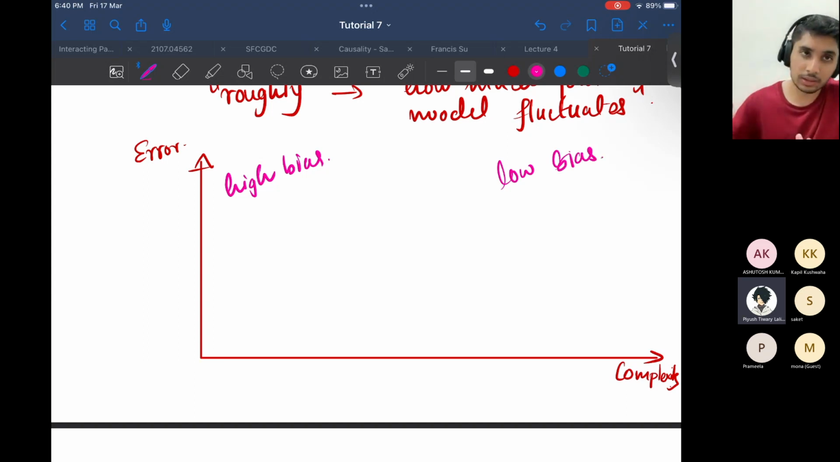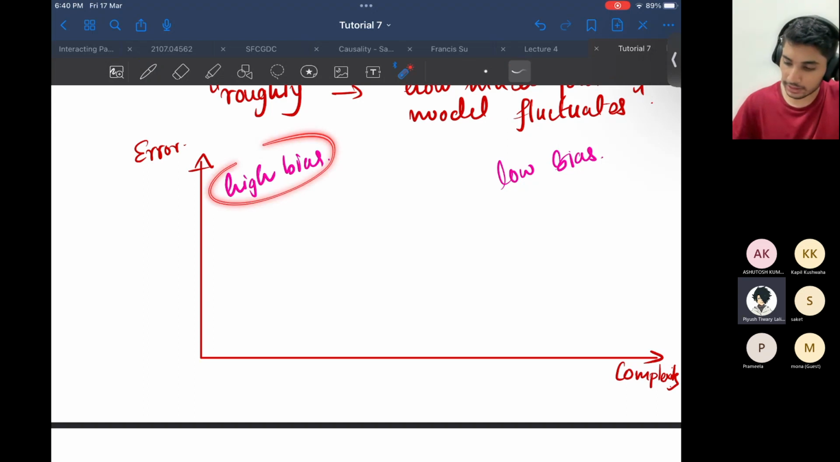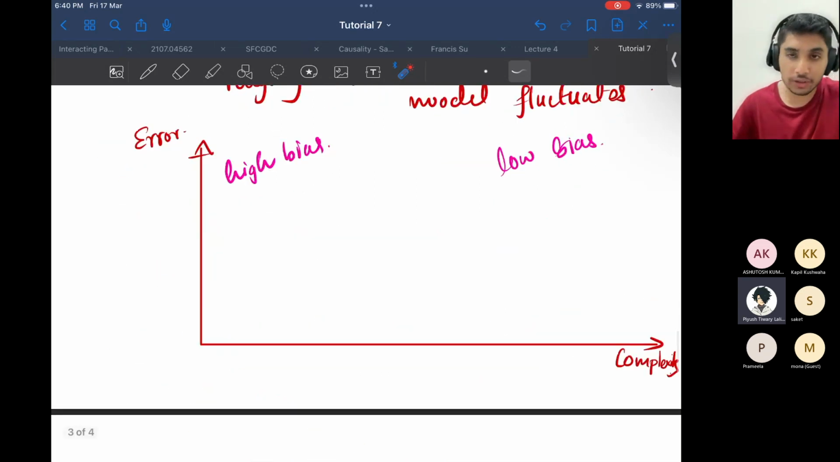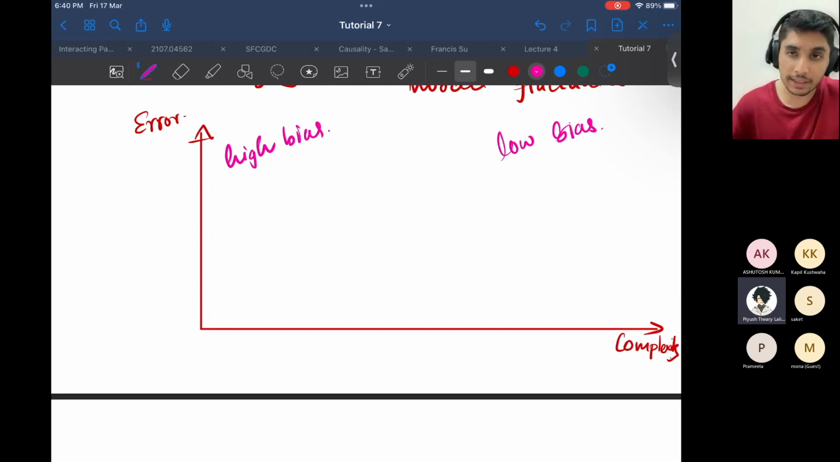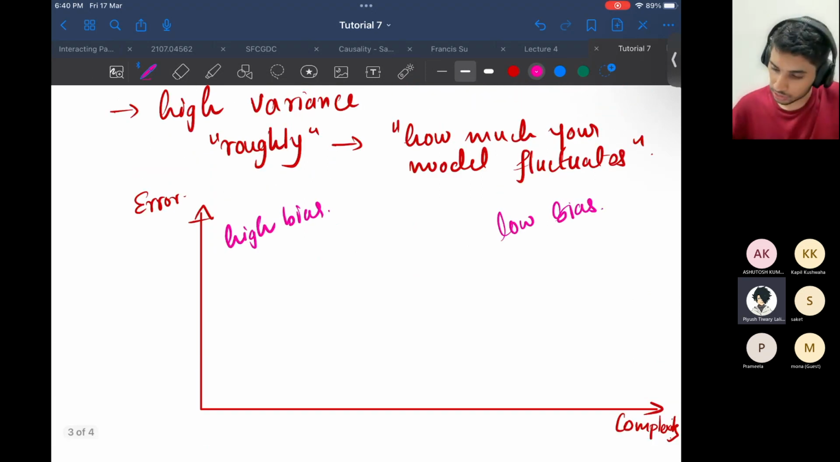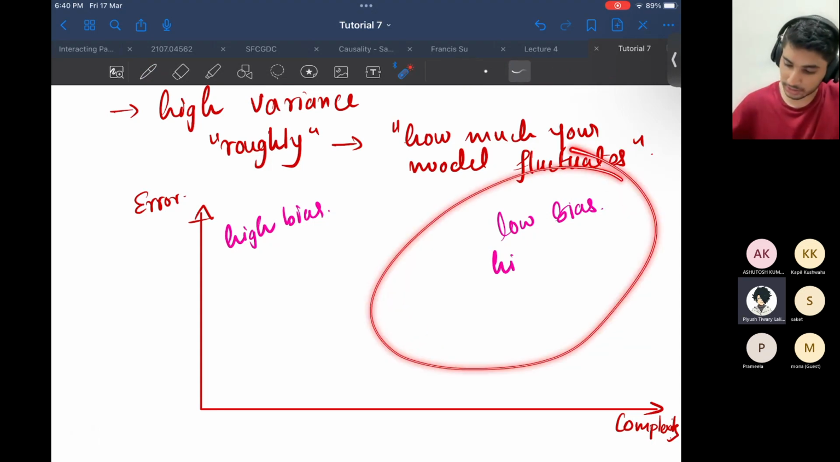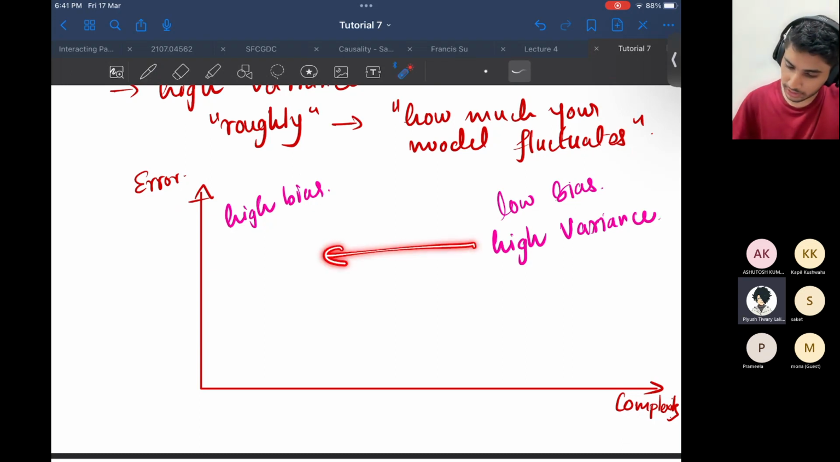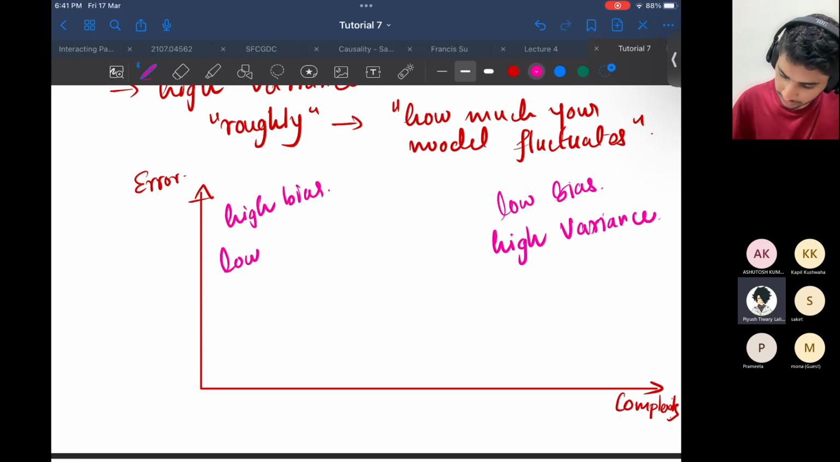I mean, just by common sense, if this is a high bias region, maybe increasing your complexity should reduce the bias. But with this x raised to 100 model, we saw that it had a high complexity, but it also had high variance, right? It was fluctuating a lot. So basically this part of this graph is the high variance region, right? And hence, as you go here, hopefully it should have low variance, right?